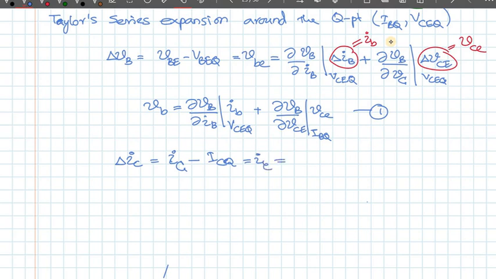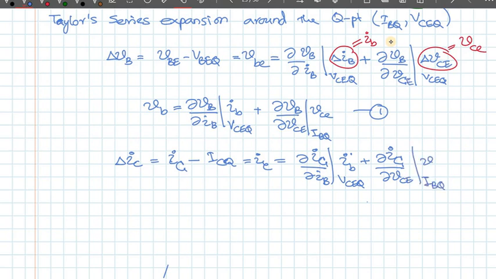That is equal to ∂IC/∂IB at VCEQ times delta IB. Let me directly write simple IB because we know what it is, plus ∂IC/∂VCE at IBQ times VCE. So this is my second expression.